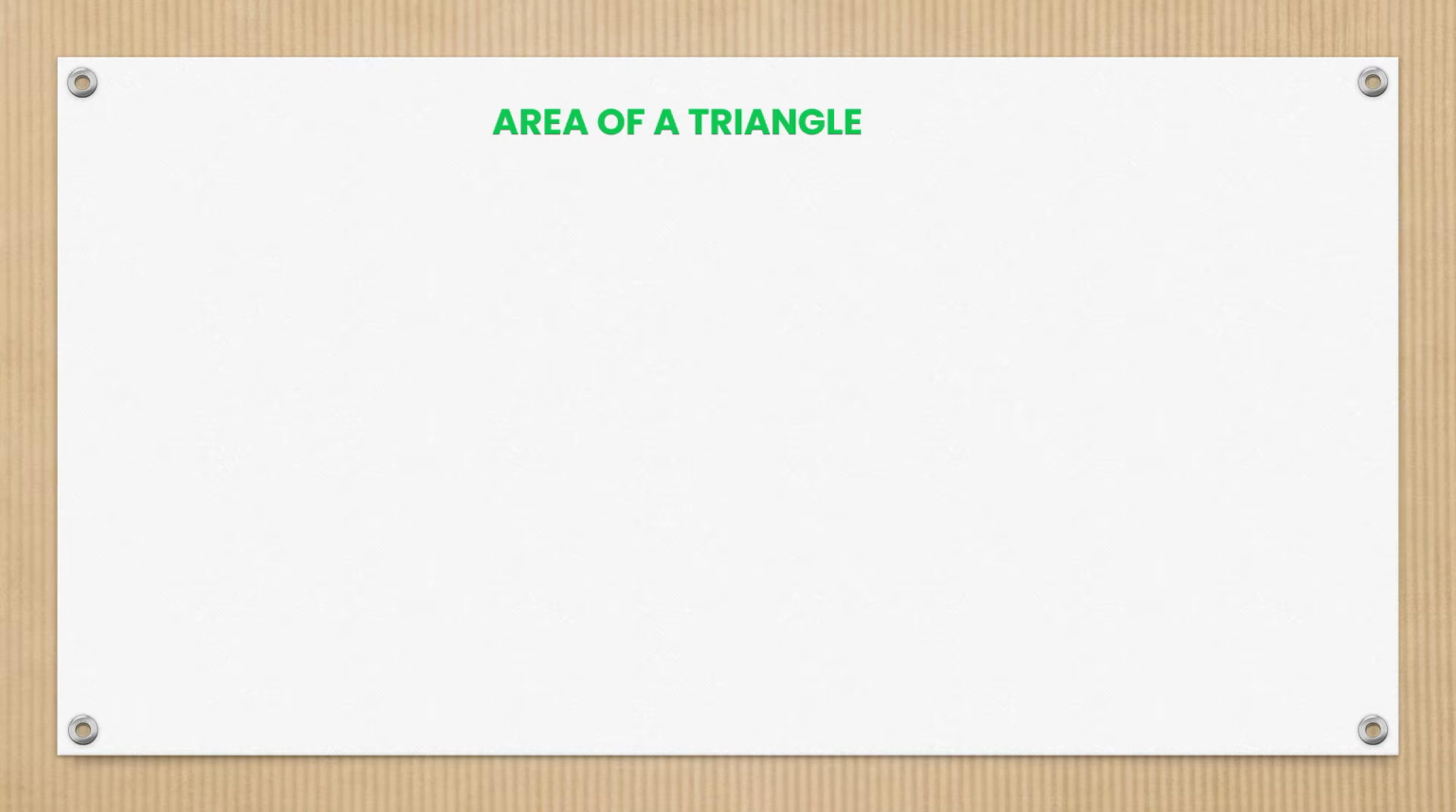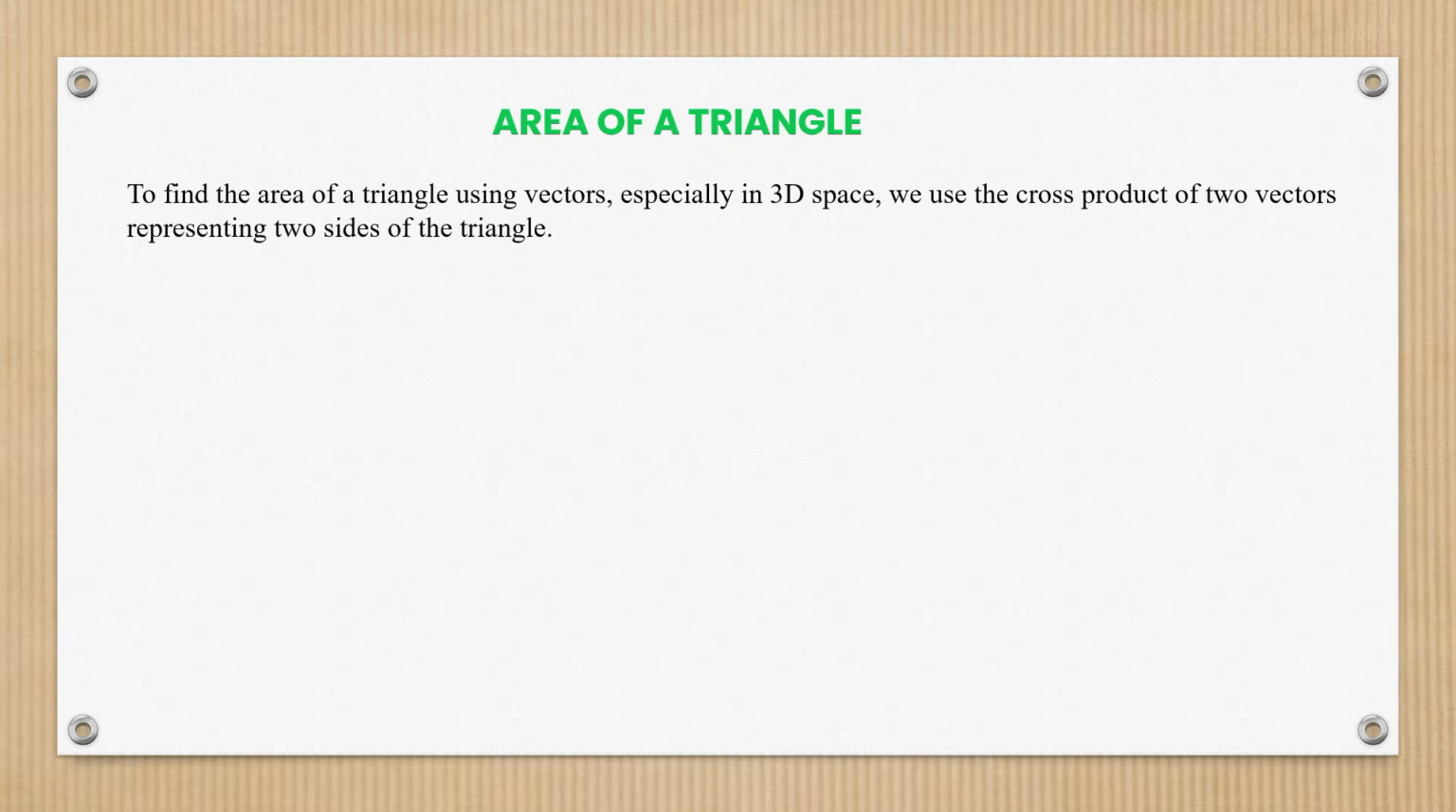Now let's look at what we call the area of a triangle. Now one of the amazing things about cross product is it actually has some applications. And one of the applications is you can use it to find the area of a triangle. To find the area of a triangle using vectors, especially in 3D space, we use the cross product of two vectors representing two sides of the triangle.